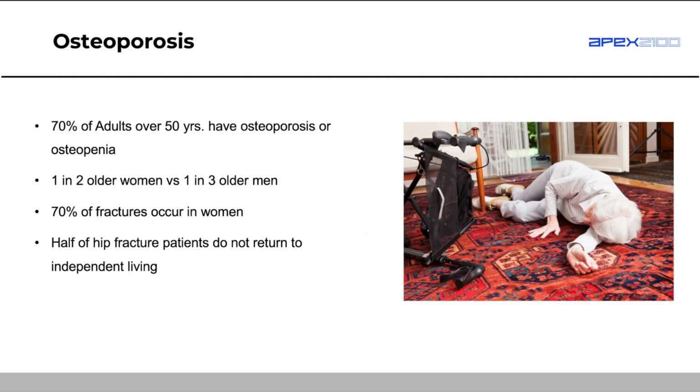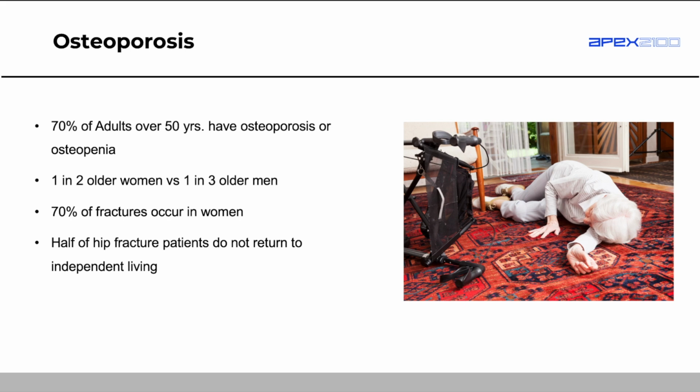Osteoporosis is a very, very prevalent disease. Around 70% of adults over 50 have osteoporosis or osteopenia. So they've either got the full-blown osteoporosis or they're on their way to achieving it. So that's a massive percentage. It's about 1 in 2 for women and 1 in 3 for men. Again, women are more at risk because of menopause and that loss of estrogen. Estrogen is protective of bone mineral content. So when we lose that estrogen, our bones become more porous more quickly. And around 70% of fractures occur in women.